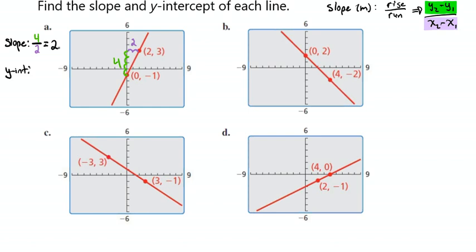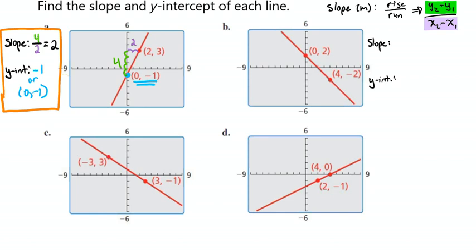Now our y-intercept is going to be the point where our line crosses the y-axis. Let's use a different color. Let's use blue. Here we see that that is happening at 0, -1. We can write that as -1 or 0, -1. And that would be the solution for our slope and our y-intercept for letter A.